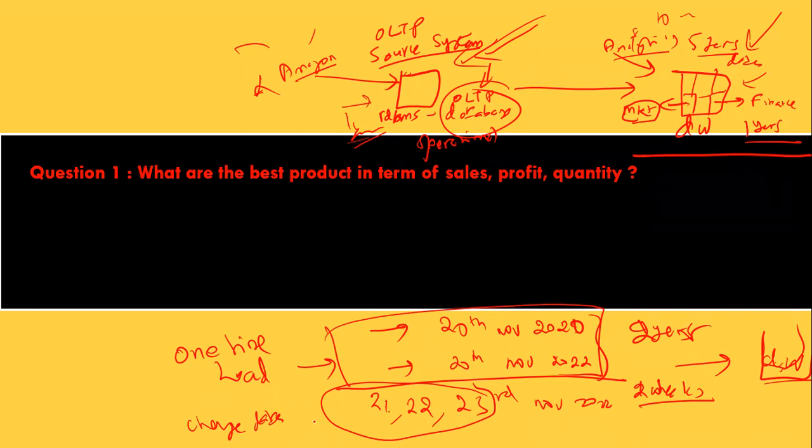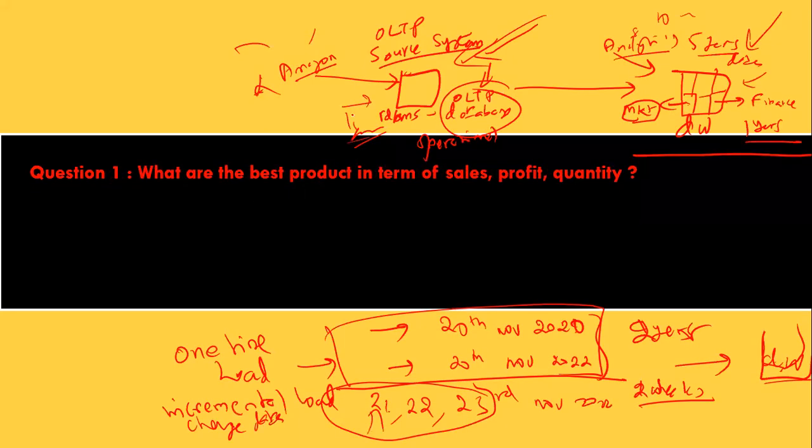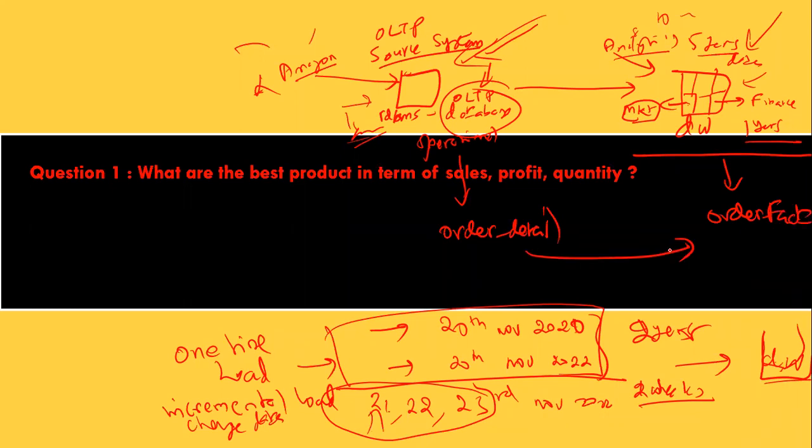Got it? So for this, in some cases, what they do is some tables we load on a daily basis, the incremental load. Some tables we load on a daily basis, the transaction order table and all, right? So here also you will have an order table. Even in the OLTP you have the order detail table, and here you have something like order fact. From here to here, you'll be loading it.